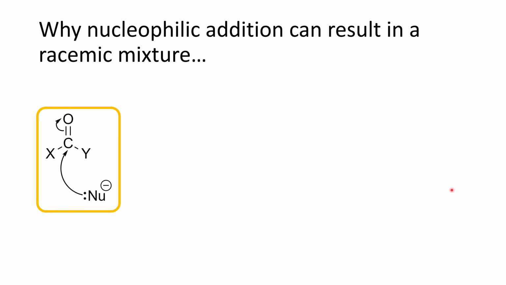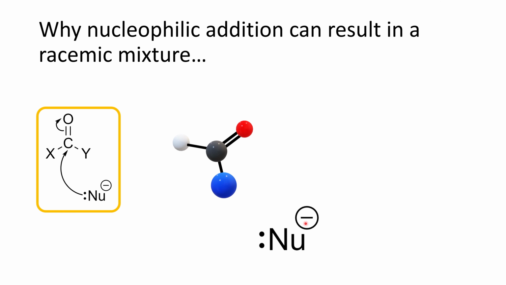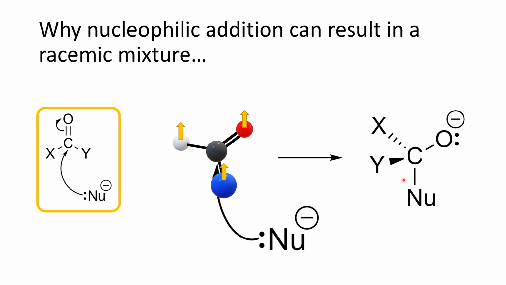Let's now consider the alternative topicity, that means direction or face, of attack. Where else do you think that nucleophile could attack? Hopefully you've decided it could also attack from below the planar carbonyl group. If it did this, then it would force these 3 other groups up, resulting in this alkoxide intermediate.